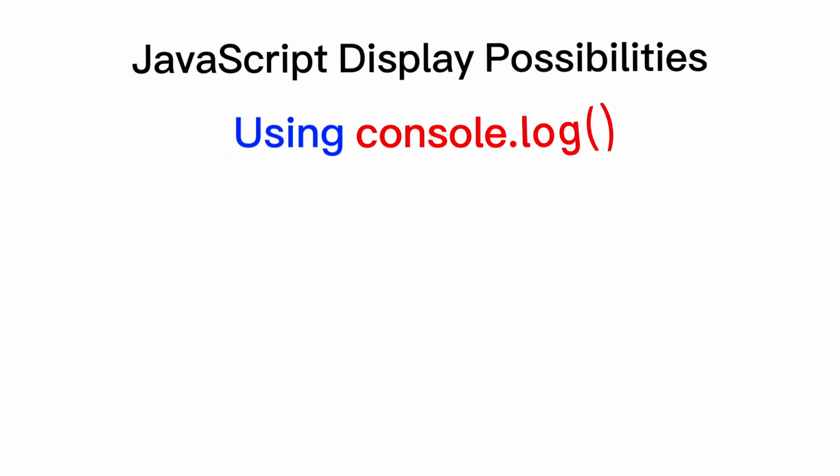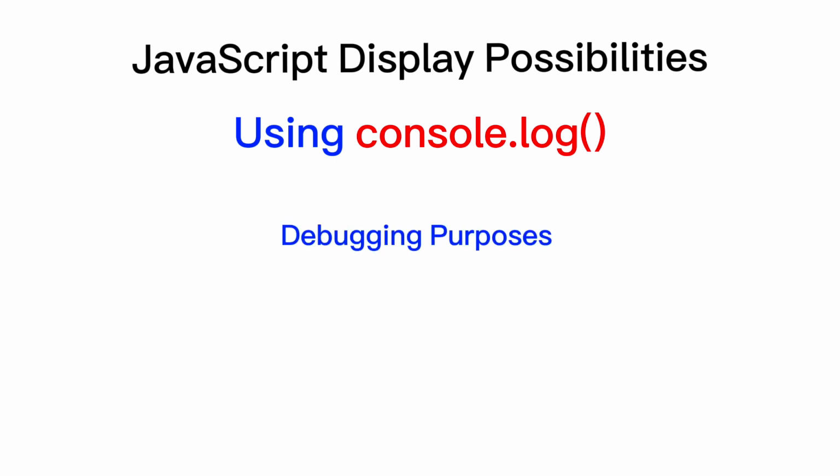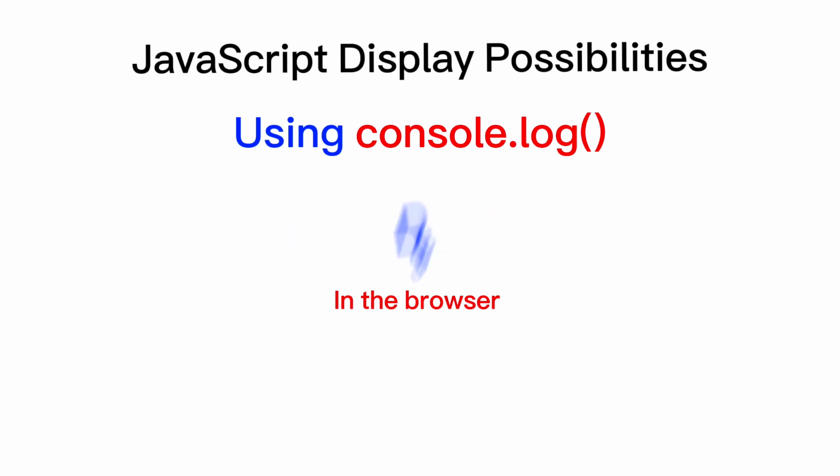Another way to display data with JavaScript is console.log. This method is used mostly by developers for debugging purposes. You can call the console.log method in the browser to display data. Debugging means solving the errors and the problems of a web page. You will learn more about debugging in a later chapter.